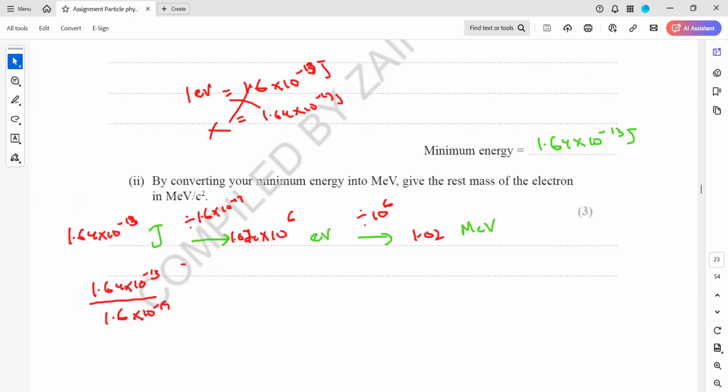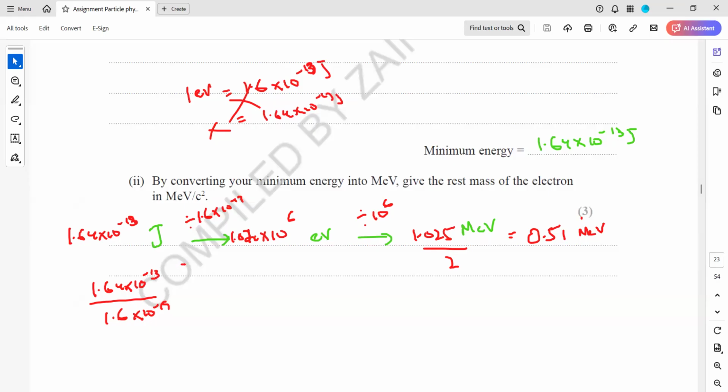1.025 mega electron volt is the energy, but that is the energy to produce an electron and a positron. If I want to produce only an electron, I need half of it. So if I need half, it will be 0.51 mega electron volt. So 0.51 mega electron volt energy.